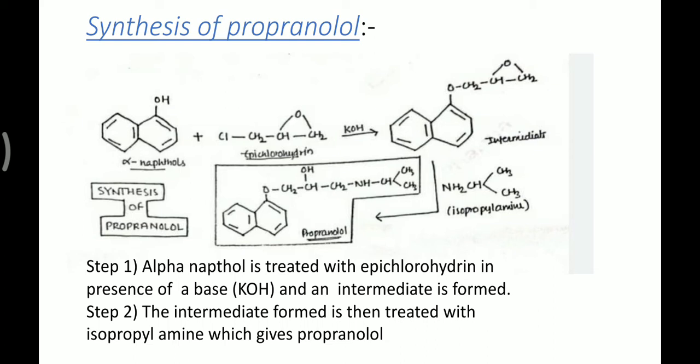Synthesis of propranolol. Step 1. Alpha naphthol is treated with epichlorohydrin in presence of base KOH, and an intermediate is formed. Step 2. The intermediate formed is then treated with isopropylamine, which gives propranolol.